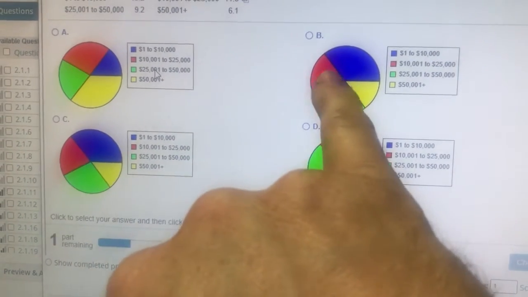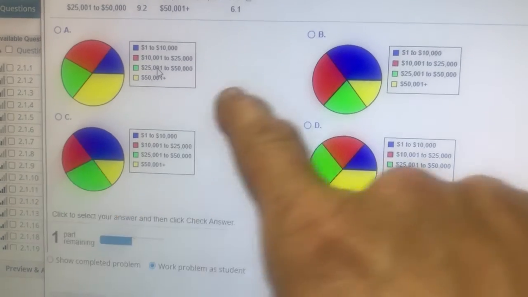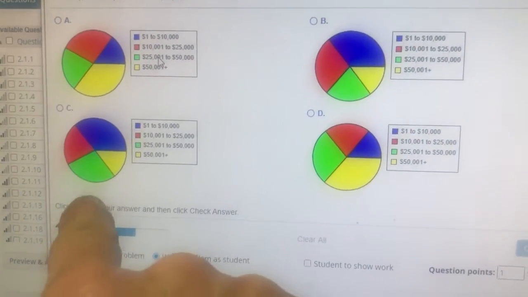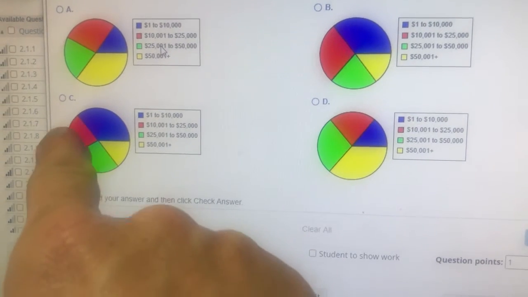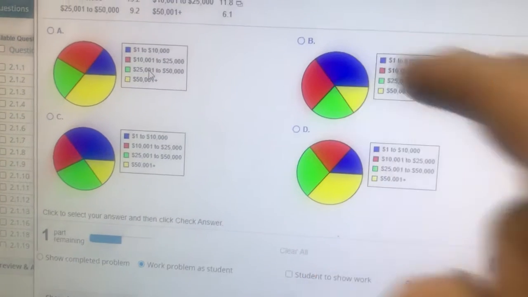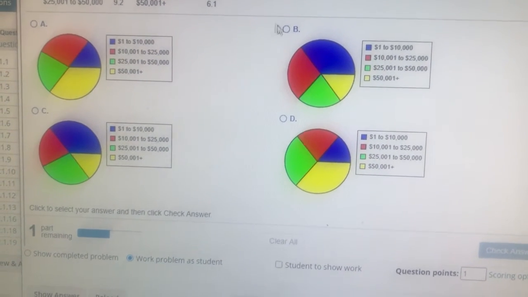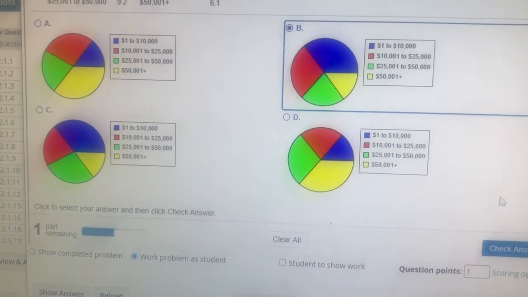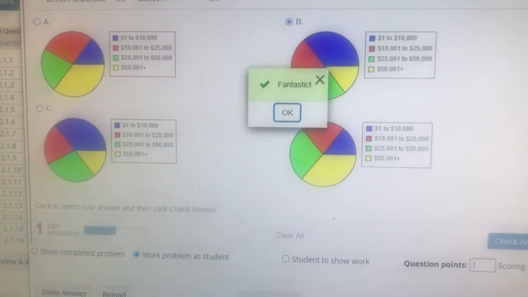And I'm kind of thinking it's B, because see how C here, it looks like the red's not as big as the green, and red should be next in size. I think it's B right here because we got the biggest, and that's the next biggest. You could look at the other ones, but I think it's going to be it.